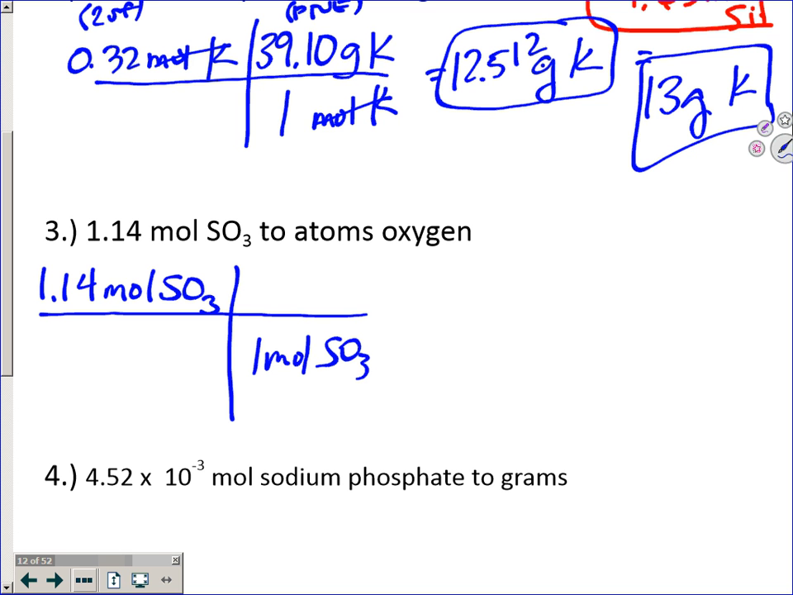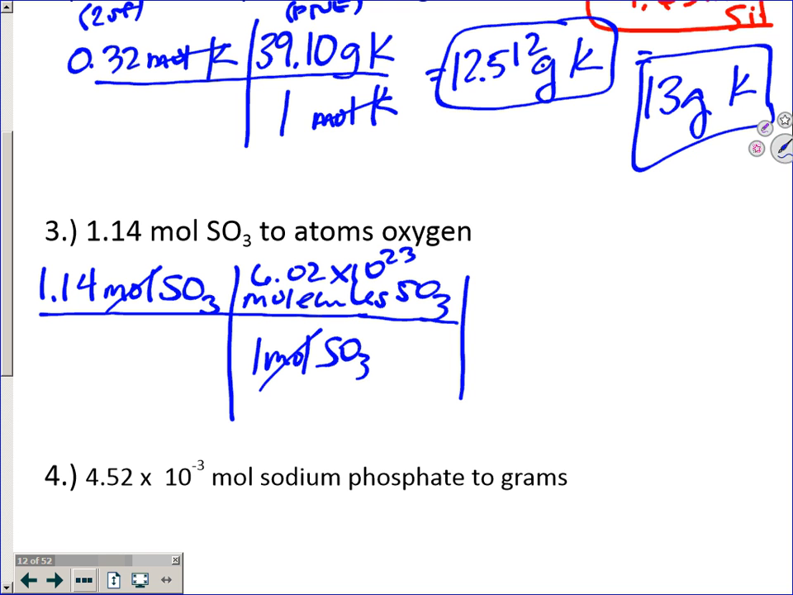What goes on top? 6.02 times 10 to the 23rd what? Atoms, formula units, or molecules? Molecules. You have to put molecules because this is a covalent compound. Don't say atoms, that's referring to a simple element. We haven't even gotten to oxygen yet, but we're making our way there. So we cancel our mole of SO3.